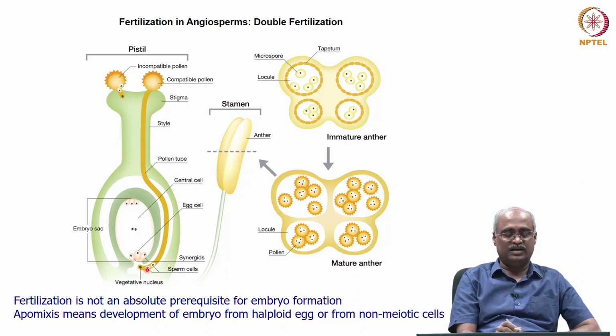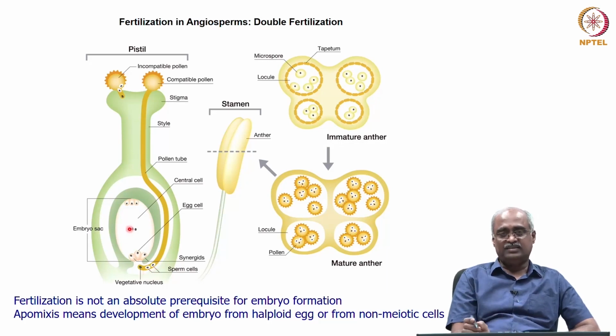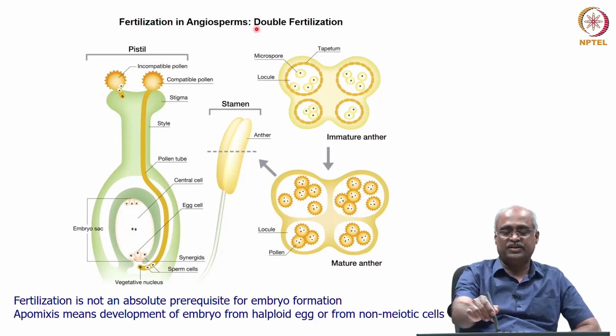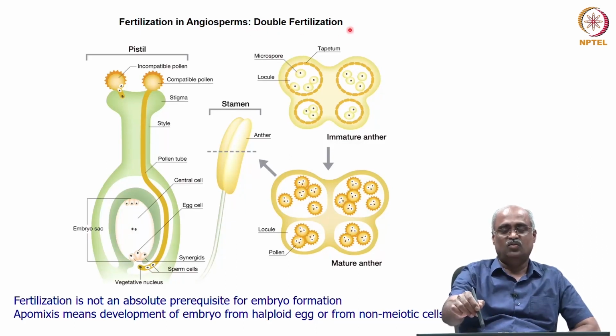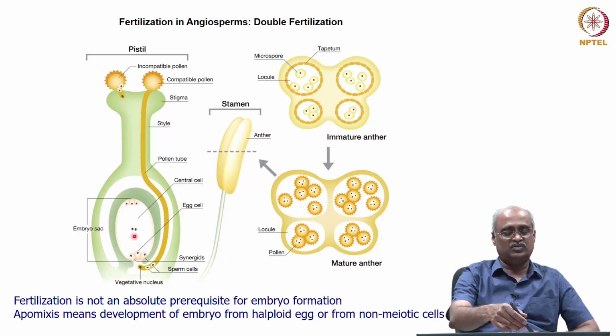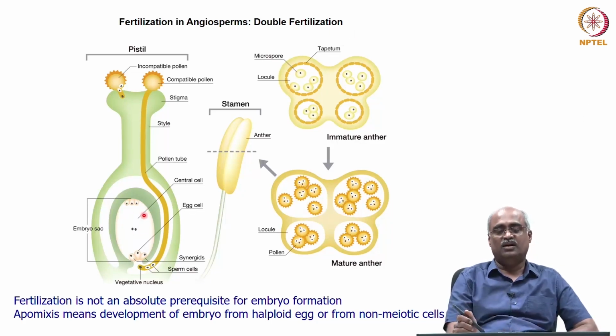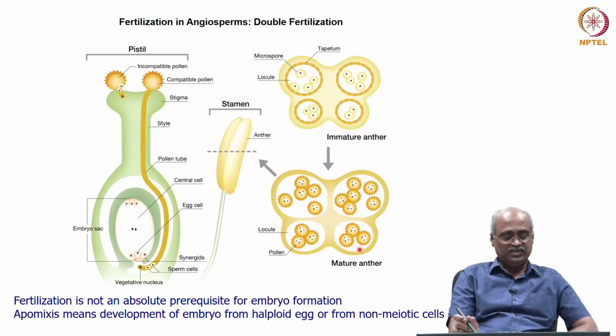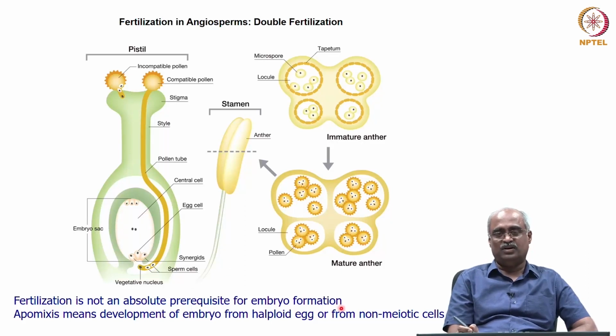is going to fuse with this, another one is going to fuse with this, and as a result fertilization in angiosperms is called a double fertilization. One fertilization is the normal reproductive fertilization, the other one is only going to generate the food reserve. Okay. But interestingly, this fertilization is not really important for embryo formation.